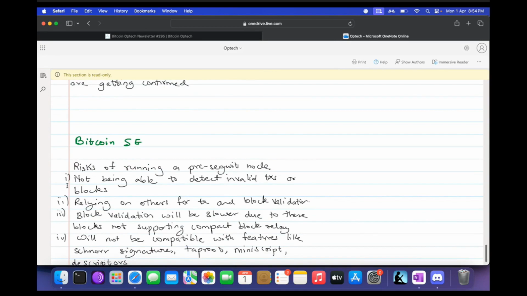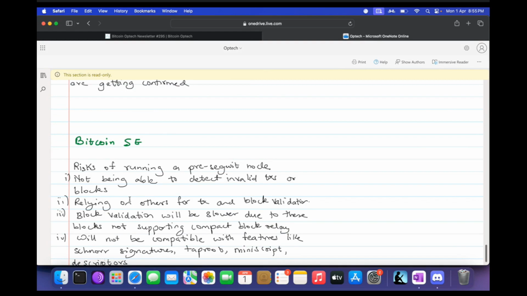Yeah, first, there are obviously drawbacks, and the first one would be not being able to detect invalid transactions or blocks. If there is an invalid SegWit transaction, or a block that includes an invalid SegWit transaction that is relayed to you, you cannot detect that it's invalid because your node does not even understand it. So you will have to rely on other peers to detect whether a transaction or a block is valid. You cannot do it on your own because your node doesn't even understand it.